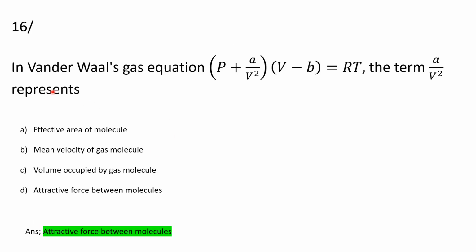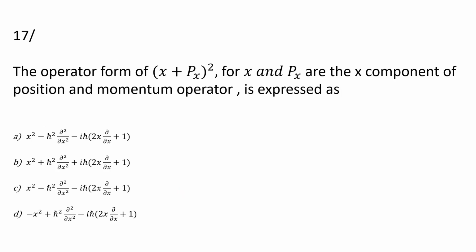Then in the van der Waals gas equation, (P plus a by V square)(V minus b) is equal to RT, the term a by V square represents. And the options are: effective area of a molecule, mean velocity of gas molecule, volume occupied by gas molecule, and D, the attractive force between the molecules. And here the right answer will be attractive force between the molecules.